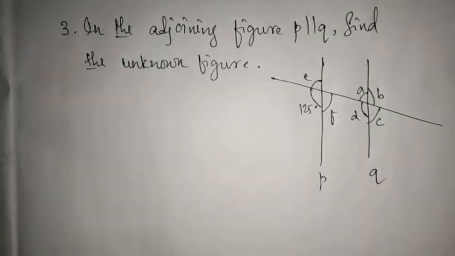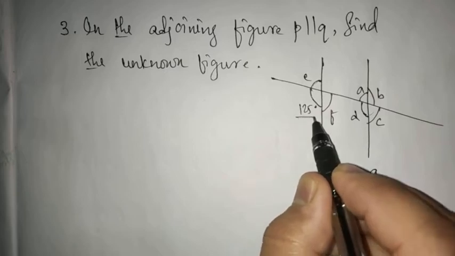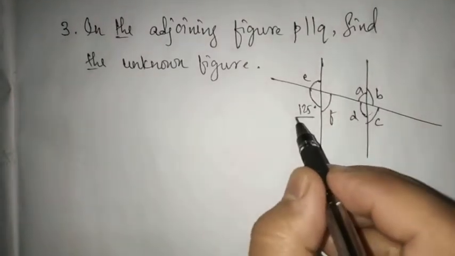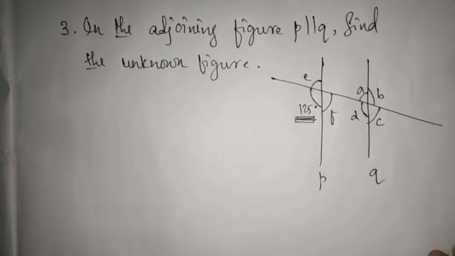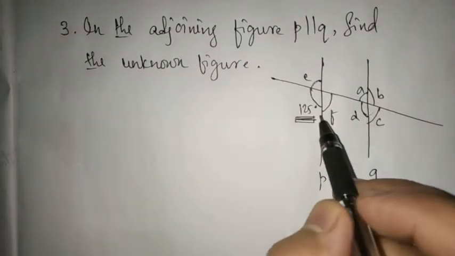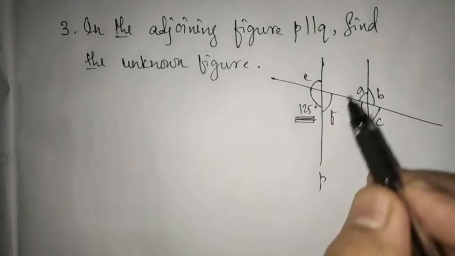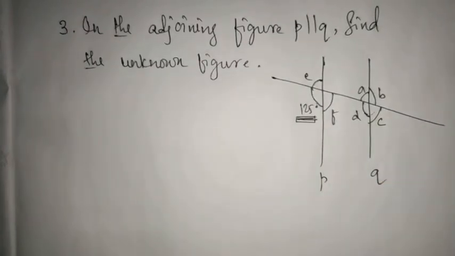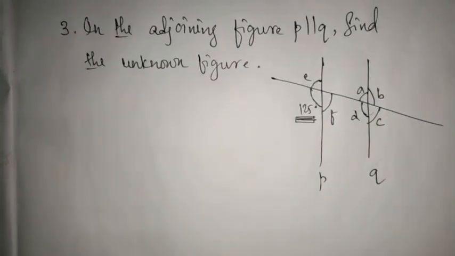Okay, so how to do it? See over here, 125. Using this value, we are going to find the unknown figure. This figure is nothing new, you don't get confused. We have not seen this type of figure before.